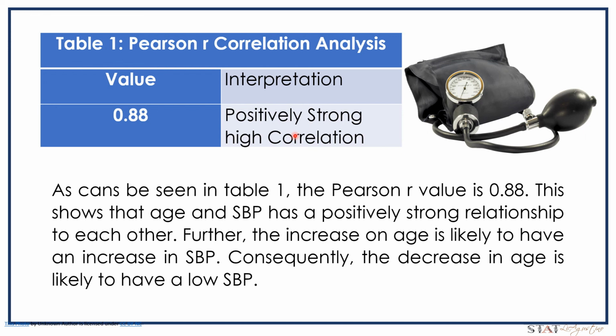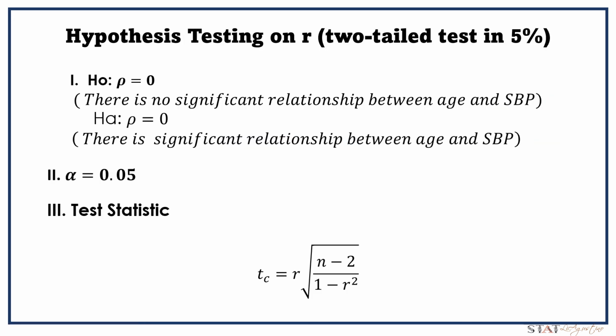So we can have this conclusion: age and SBP have a positively strong relationship to each other. Further, an increase in age is likely to come with an increase in SBP, and consequently, a decrease in age is likely to come with a lower SBP. But we don't know if it is statistically significant or not. So what we will do is hypothesis testing on r.